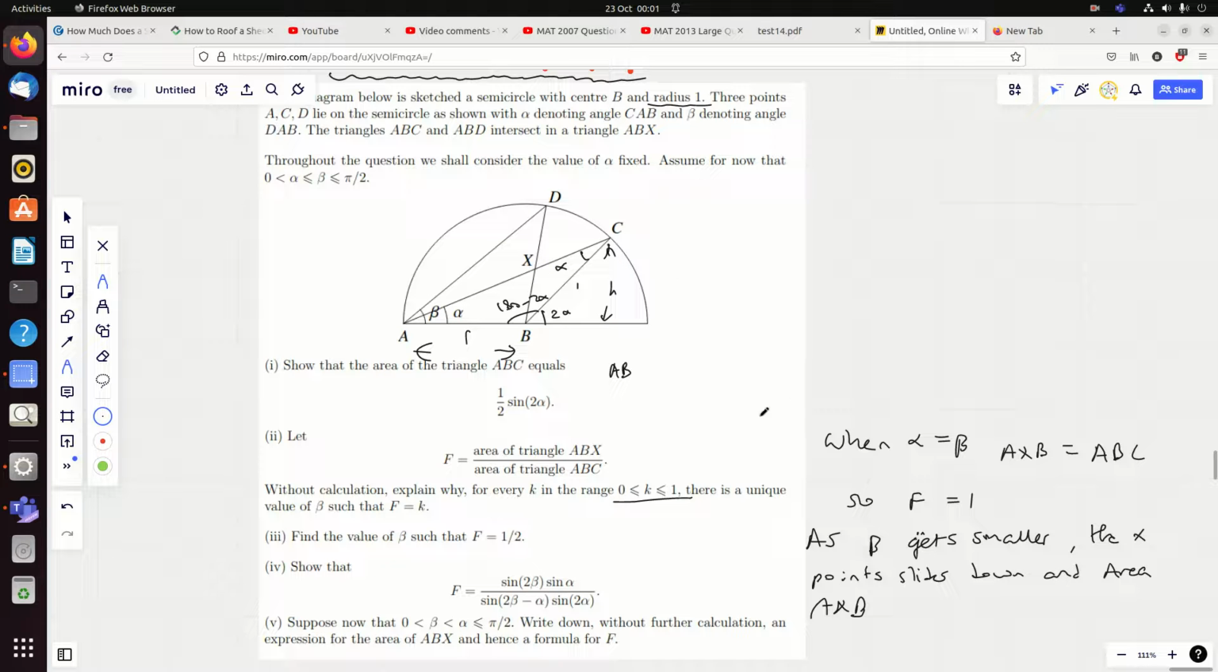You can see therefore that for every K in the range 0 to 1, there's going to be a unique beta. Do you see what I'm saying there? The difficult bit obviously is getting it across to the examiner and getting full marks here with your explanation. But as beta gets smaller, the X point slides down and the area AXB also reduces.